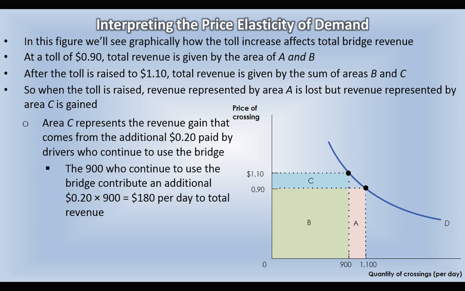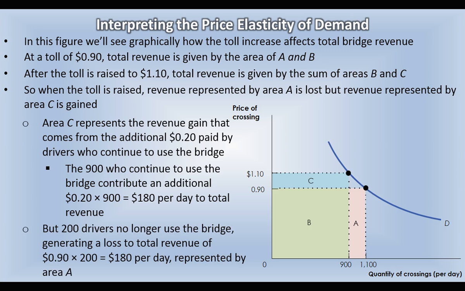All right. So the 900 who continue to use the bridge contribute an additional 20 cents times 900, so they contribute an additional $180 per day to total revenue. But the 200 drivers no longer using the bridge generate a loss of total revenue of that 90 cents times the 200, which is $180 per day.